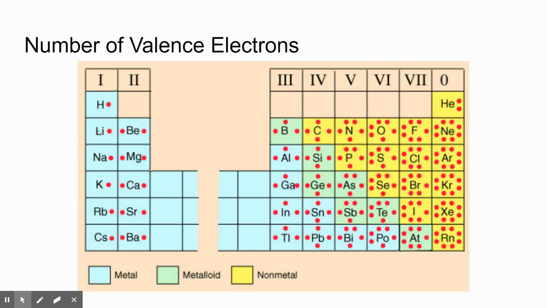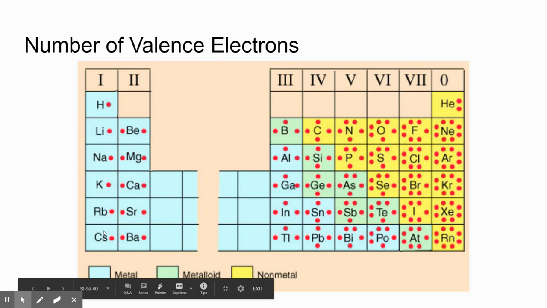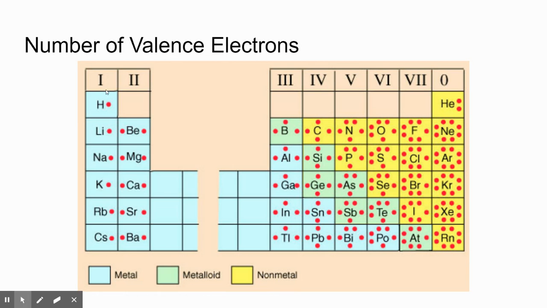So everything in this first column, this first group, is going to lose 1 valence electron. When they lose it, then they have a complete outer energy level.